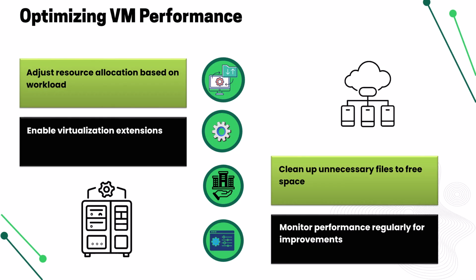Performance tuning time. Allocating CPU and RAM wisely makes a difference. Don't give too much or too little. Virtualization extensions help boost speed, like enabling turbo mode. Cleaning junk files keeps your system lean and mean. Finally, regular monitoring ensures your VM stays efficient, because a well-optimized VM is a happy VM.